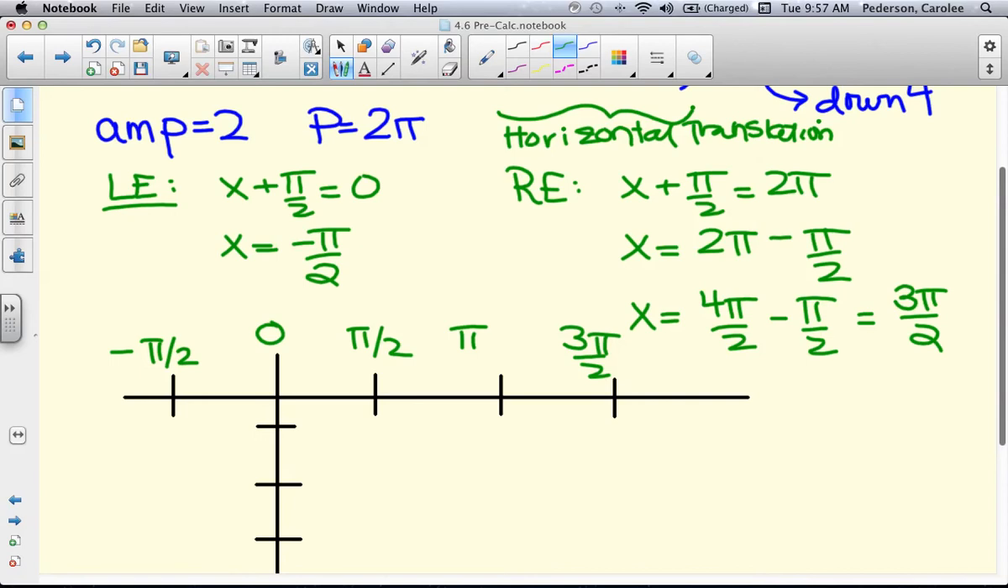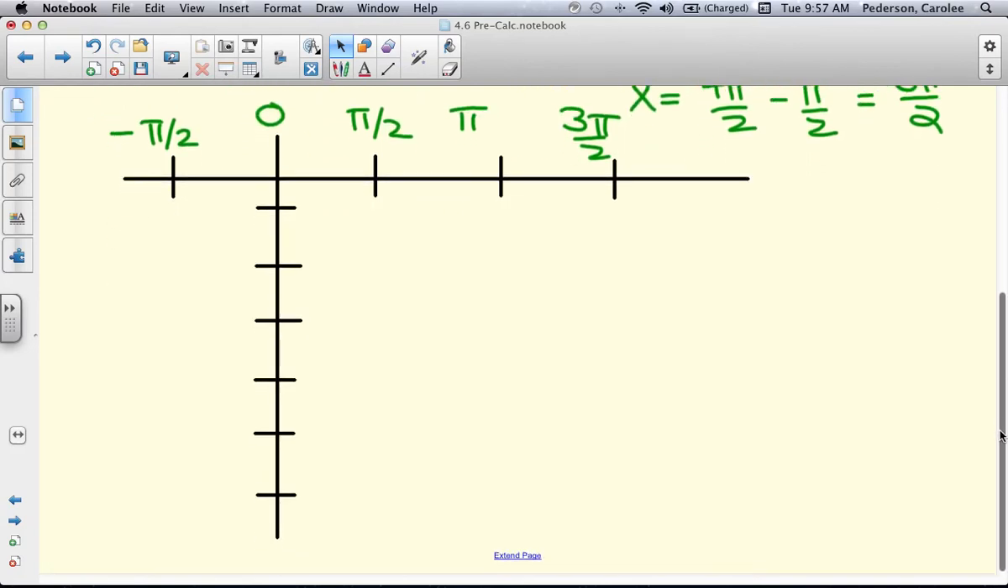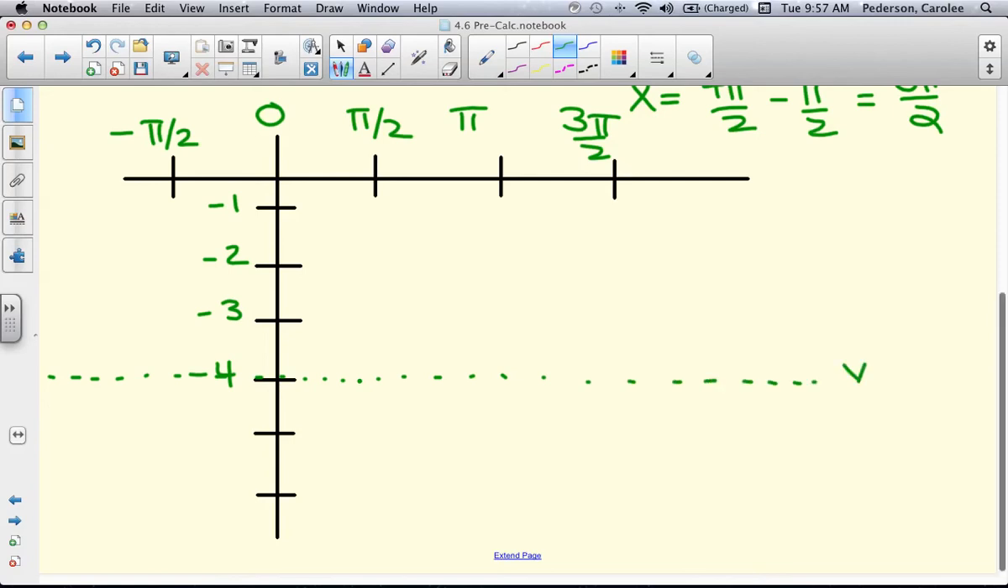Then I have the shifting down 4 units. So I want to draw that imaginary horizontal axis. So negative 1, negative 2, negative 3, negative 4. At negative 4, we construct our horizontal axis. Then the amplitude was 2. So we're going to go 2 up and 2 down. So my graph is going to exist between negative 2 and negative 6.